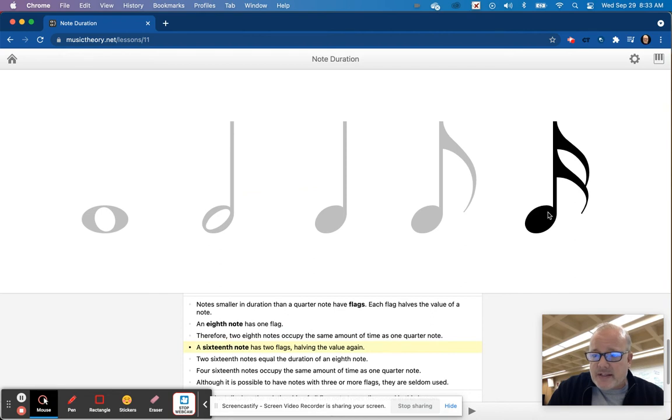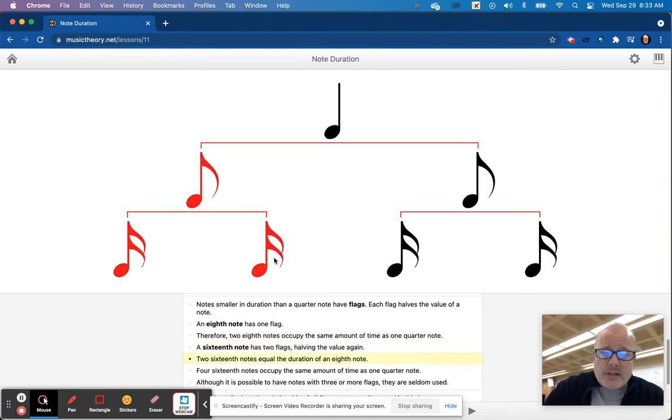And then we move on to the 16th note. Notice it has 2 flags, which means it's even shorter in its value. So 2 sixteenths equal an eighth. 4 sixteenths are going to equal a quarter. And here's that visual right there for you.